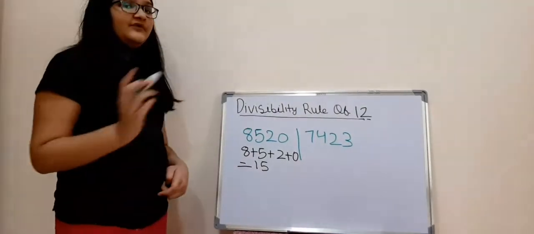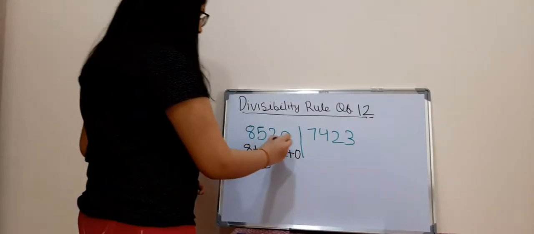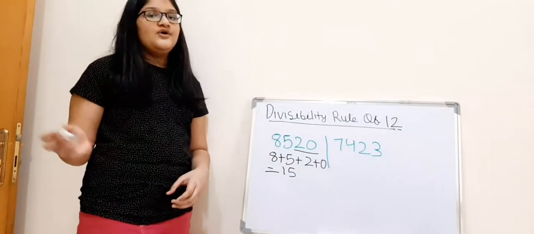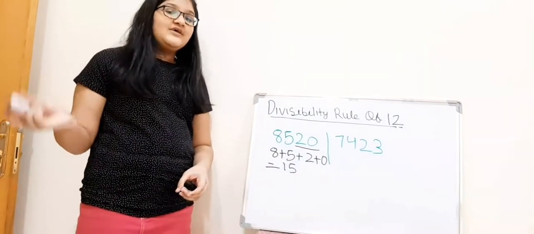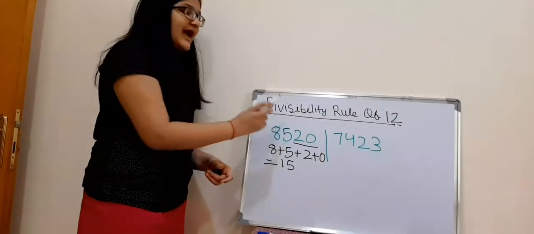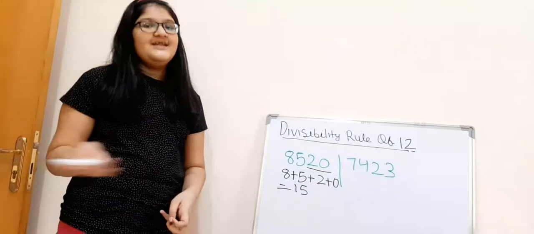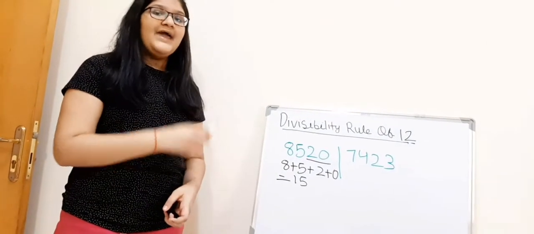Now let's see for 4. For 4 we have to see the last two digits. The last two digits are 2 and 0, 20. So 20 comes in 4's table. So it is divisible by 4 and 3 as well. And if it is divisible by 4 and 3 both, then the number is also divisible by 12.